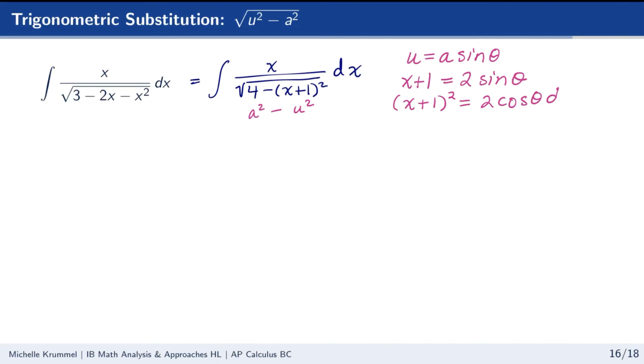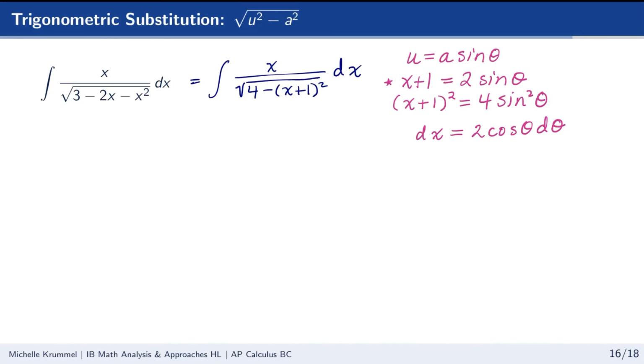What am I doing? Sorry, I'm mixing up steps. If I square both sides, I get (x plus 1) squared equals 4 sine squared theta. I'm just used to taking the derivative as the second step. Oops. We do need to take the derivative of this equation right here. And that's going to give us the derivative of x plus 1 is dx. The derivative of 2 sine theta is 2 cosine theta d theta.